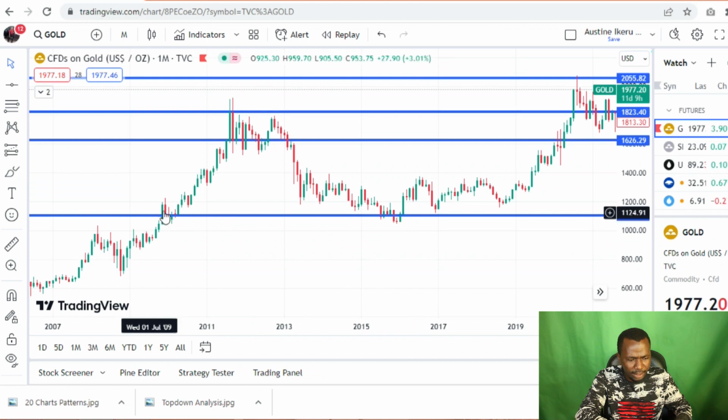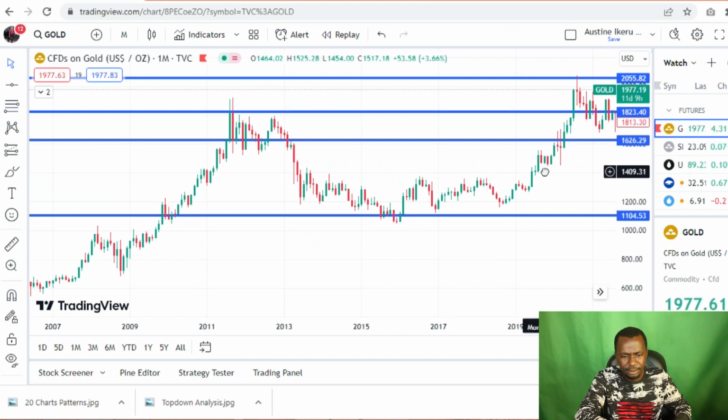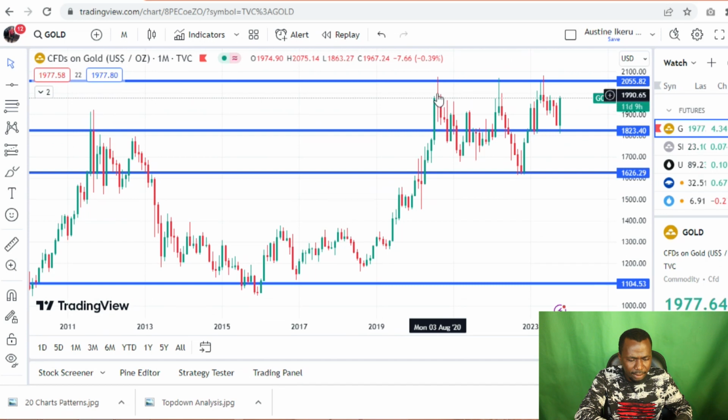I hope you are seeing it now. This is the previous high, now turned support level. So when the market got to this point, it went up again and then crossed the previous resistance level, which is this one.